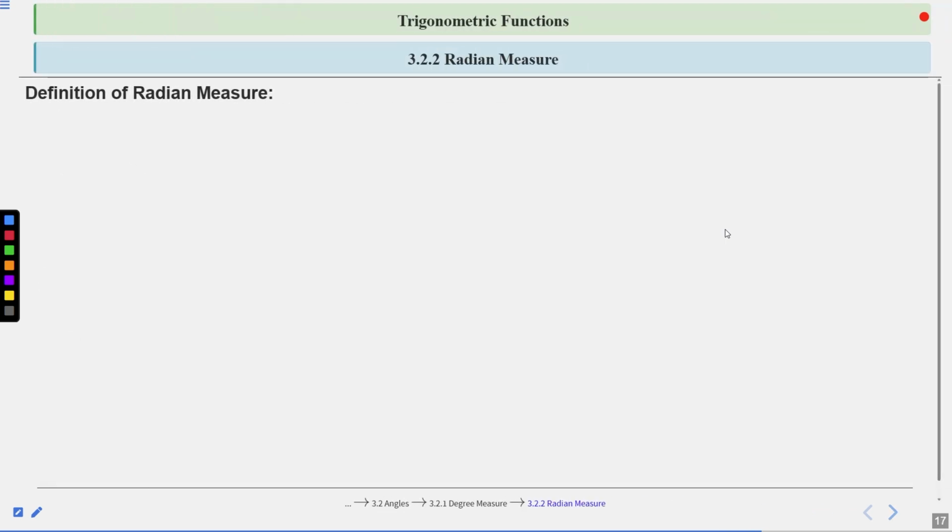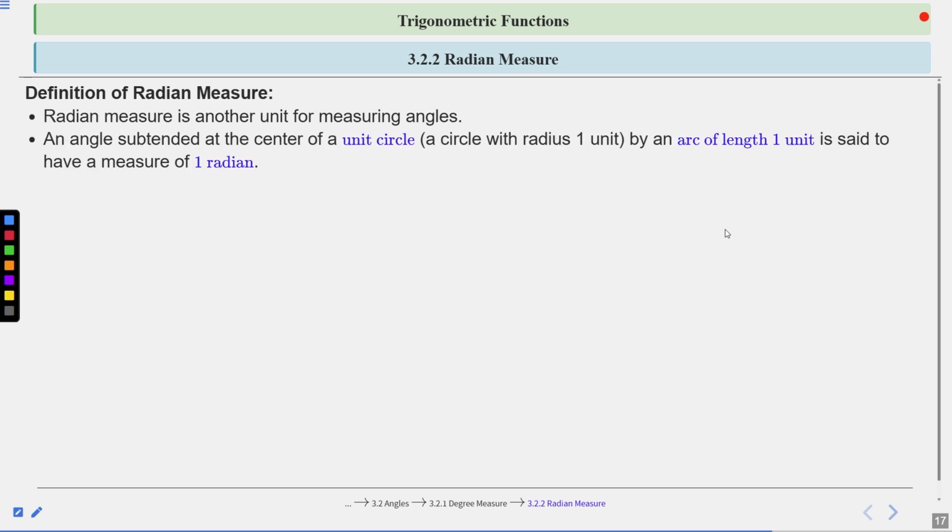Now, radian measure. So the definition. Radian measure is another unit for measuring angles. An angle subtended at the center of a unit circle, so we are taking a circle with radius 1 unit. An angle subtended at the center of a unit circle by an arc of length 1 unit is said to have a measure of 1 radian.